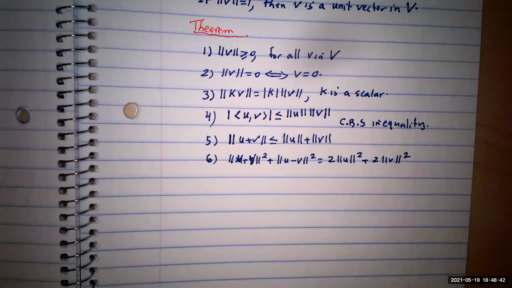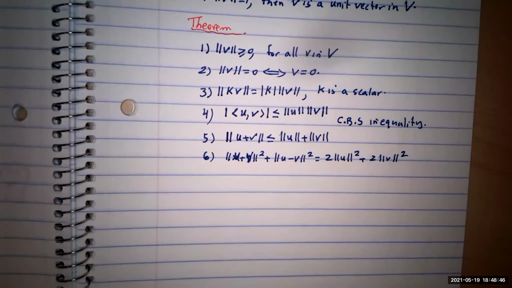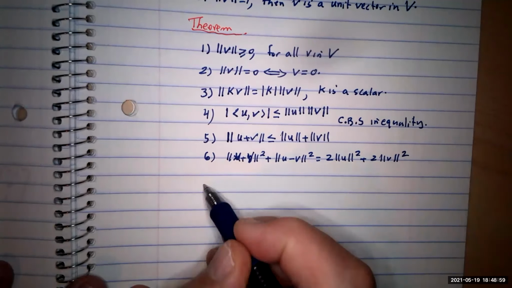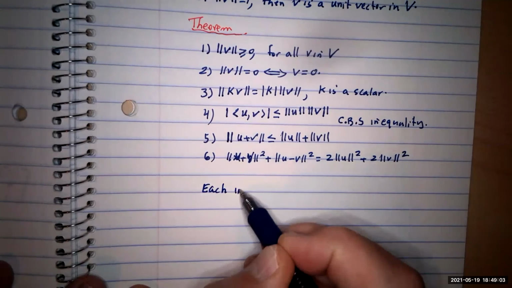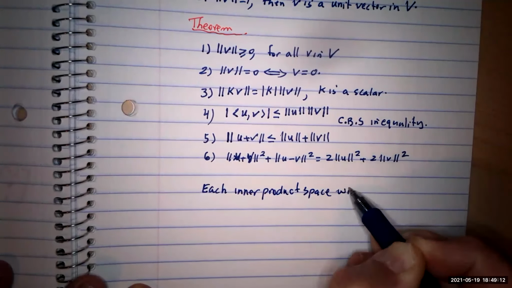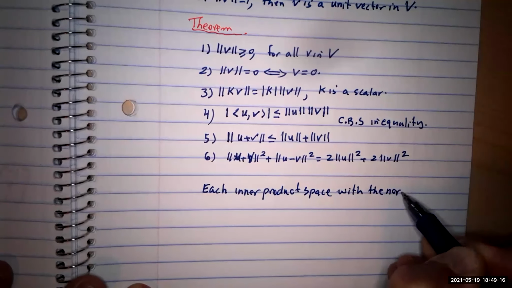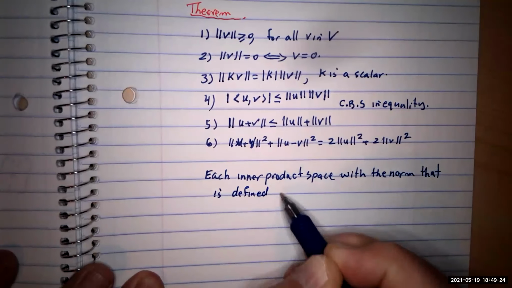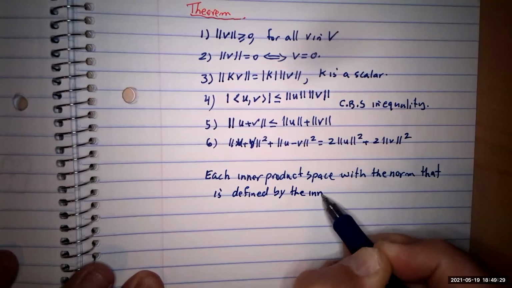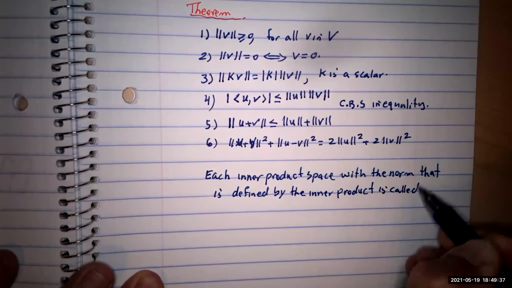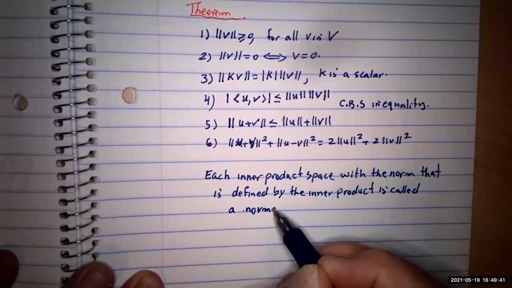So as you can see, these are all the properties that we usually have for R^n, n-dimensional Euclidean space, but they can be easily extended to the inner product space. And with this norm that we define here, each inner product space, with the norm that is defined by the inner product, is called a normed space.